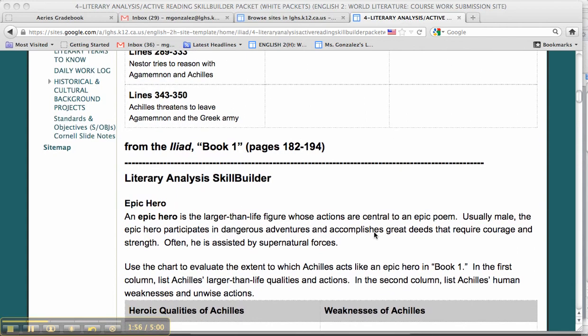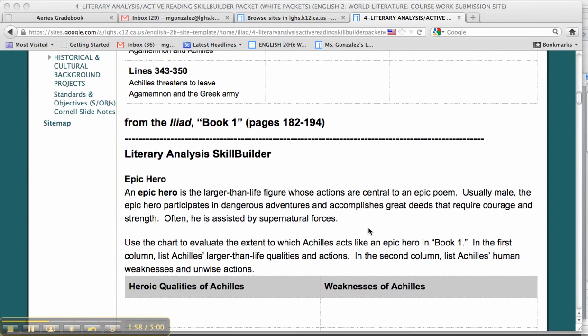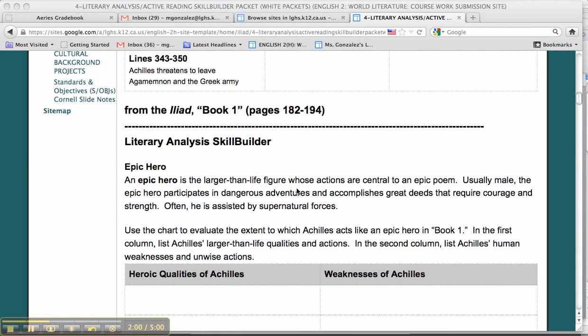Here we have from the Iliad Book 1, pages 182 to 194, the characteristics of understanding the features of an epic hero. This is a literary analysis standard. Can you interpret the genre itself? Can you tell what makes a Greek epic an epic, and more specifically, what makes an epic hero?